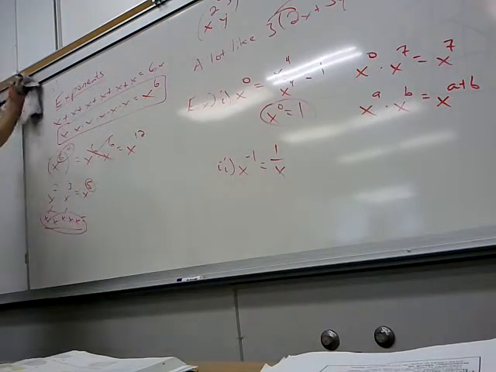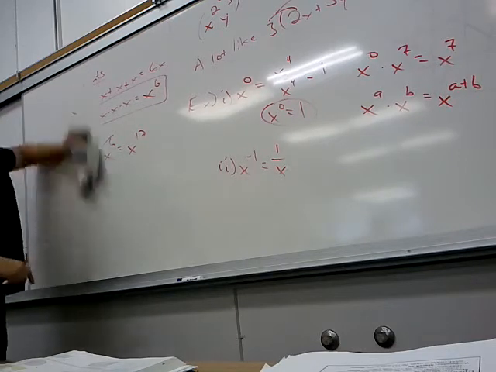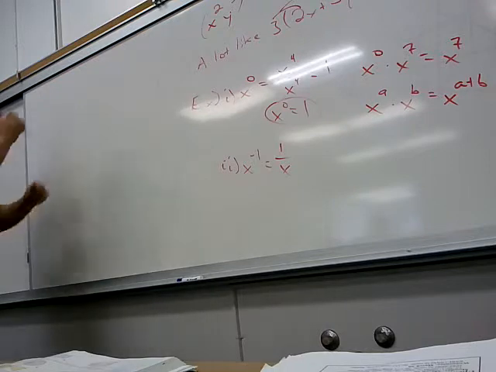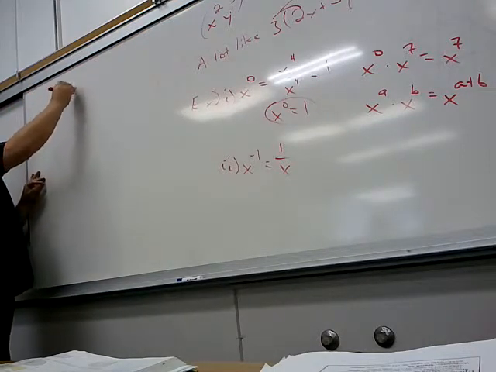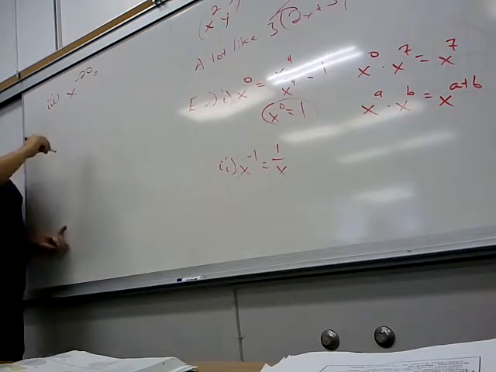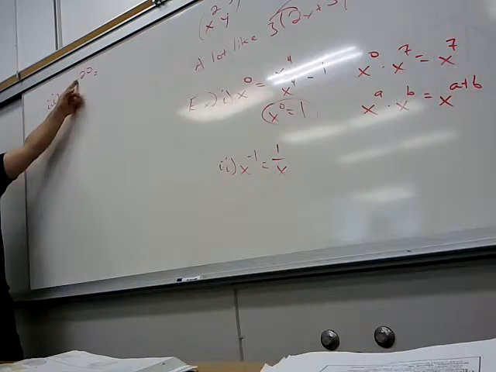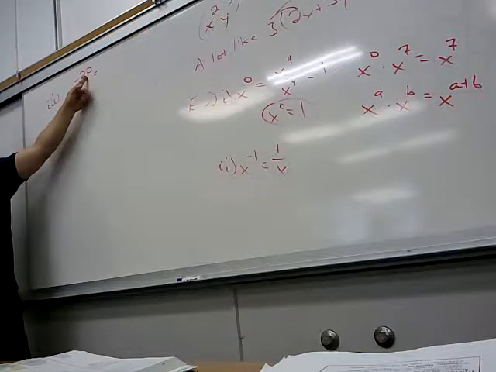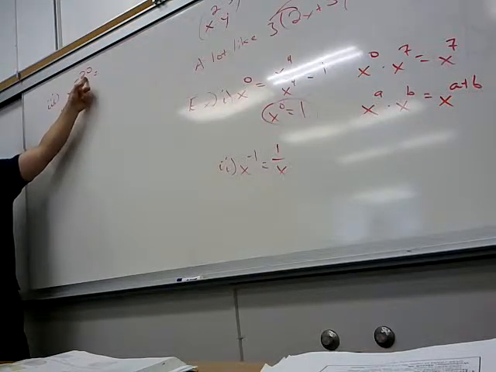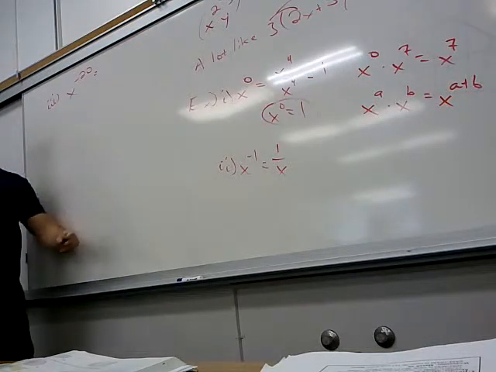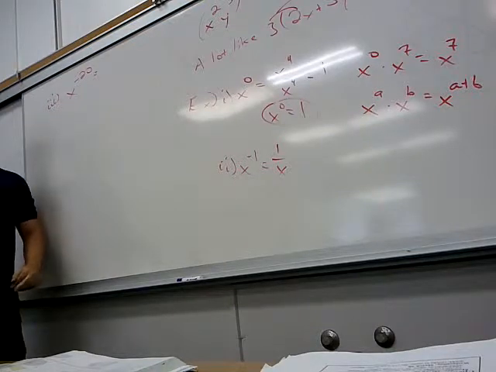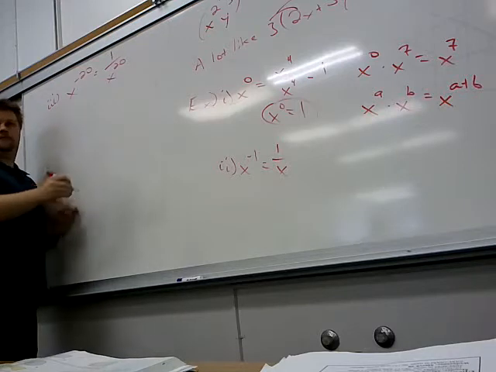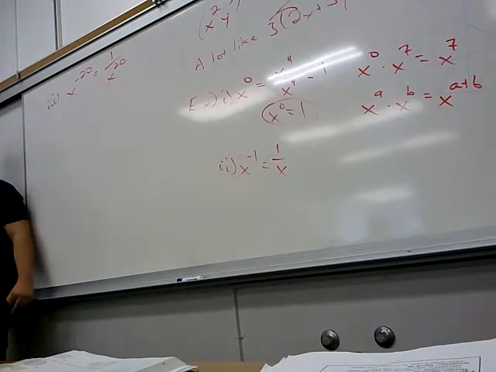So if that was x to the negative 20th, would we put 20 over x? No. Let's see. X to the negative 20th. What does this tell me to do with x? Flip it. And what does this tell me to do with it? Raise it to the 20th power. So is that 20 over x? No. It's 1 over x to the 20th. That's what it is.